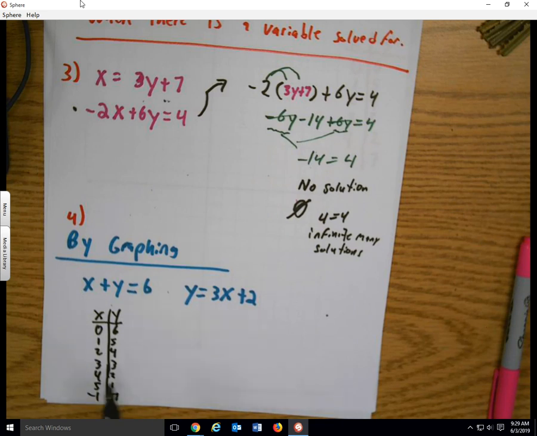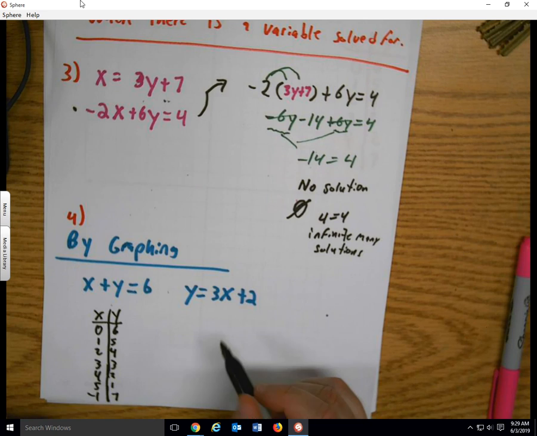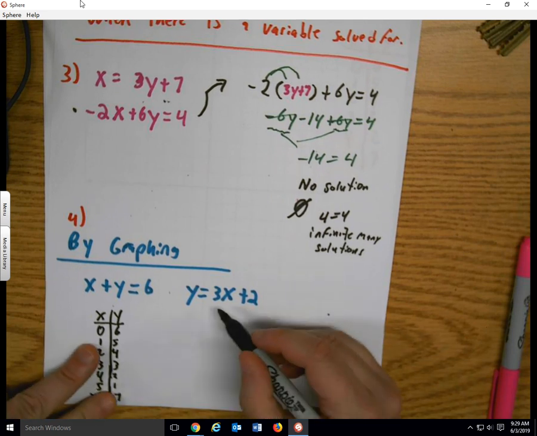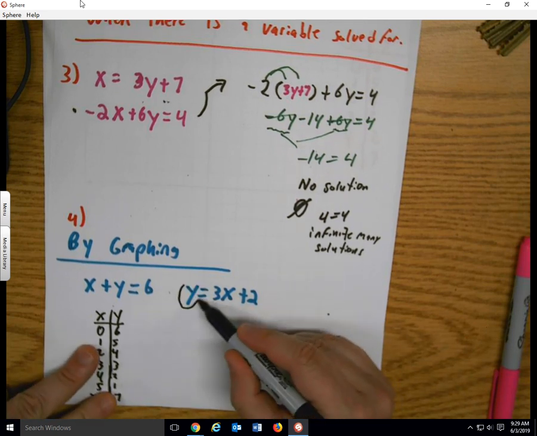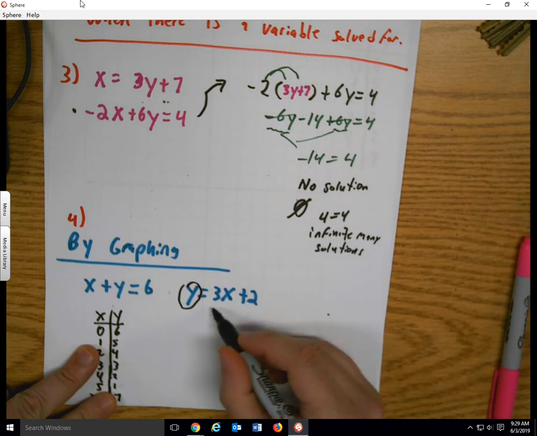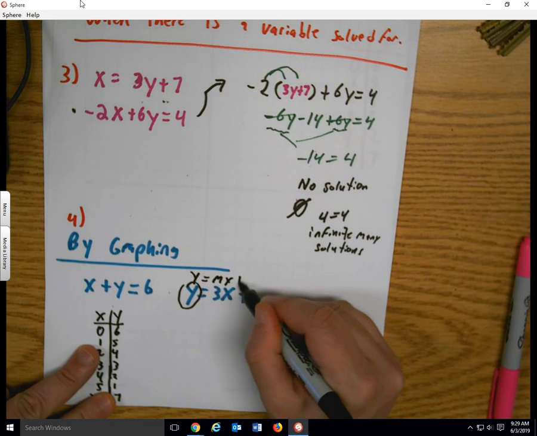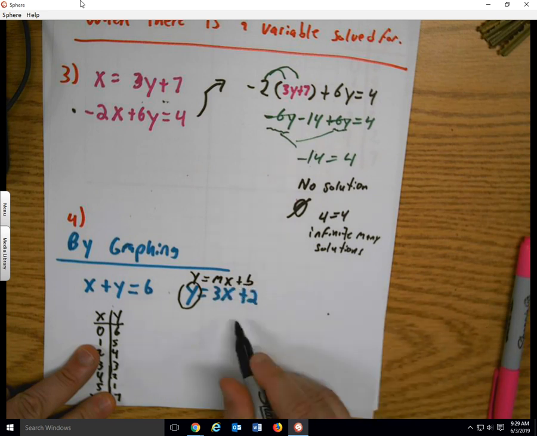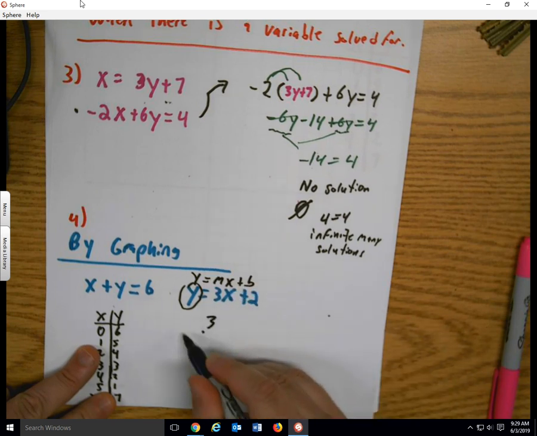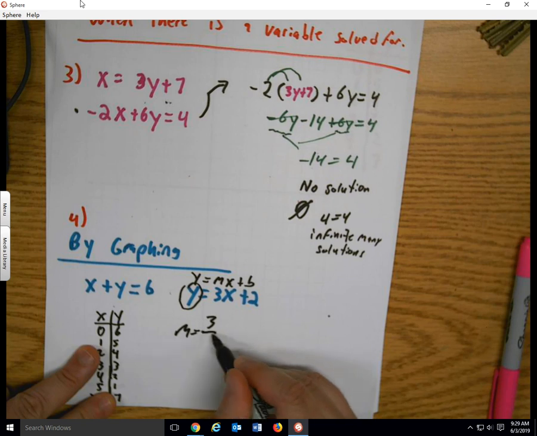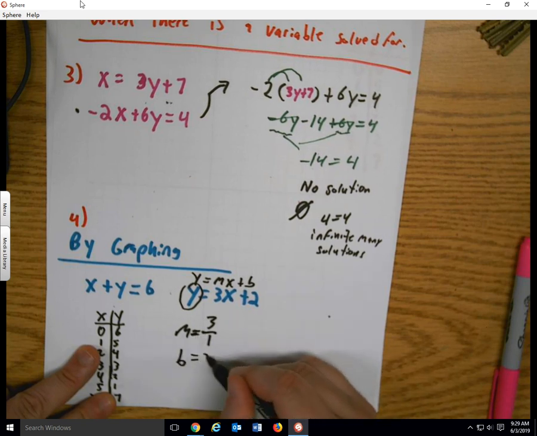The other and more popular way is the slope-intercept equation. All you have to do is, when the y is by itself, when it's solved for y, you just have to find the m and the b. Y equals mx plus b. The m would be a 3. But we want rise over run since we're graphing, so I'm going to say 3 over 1. The b would be a 2.